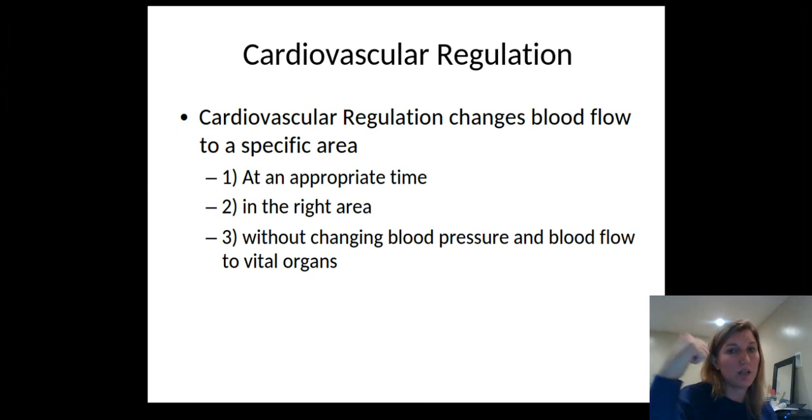Regulation has to be done at the appropriate time within the right area, right? Regulation can occur just within your right hand or just within your left toe, or it could be systemic. And just because you're changing what's happening in your thumb doesn't mean you're going to change what's happening in your liver, right? So it has to be evenly distributed and well maintained throughout the body.